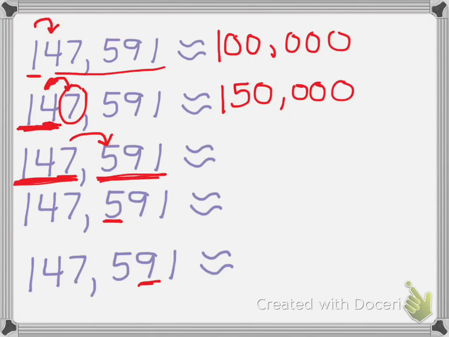591 is above our midway point. 500 would be our midway point. And if it's a 5 or above, 5, 6, 7, 8, or 9, it's going to tell my thousands place what to do. 5 or above, it's above the midpoint, we give it a shove. 147 plus 1 would be 148,000 because we're working with the thousands right now.